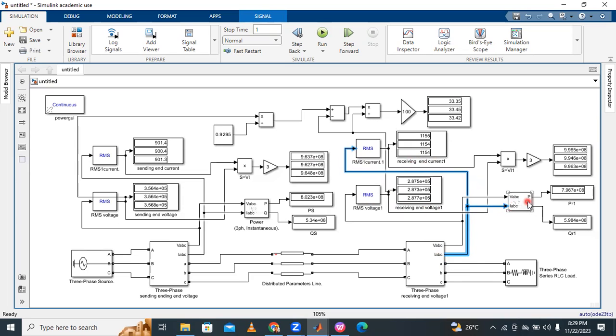Similarly, to get receiving end side power, take one three-phase instantaneous power block and connect it to the VABC, IABC terminals of the receiving end three-phase side, and then active power and reactive power will be measured at the receiving end side. Receiving end side active power, receiving end side reactive power. Measure like this. The same blocks are required at the receiving end side also.